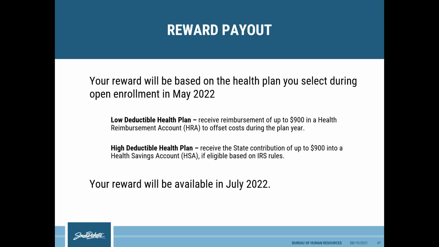Those dollars, as Catherine mentioned earlier, can be used to offset any healthcare costs you have during the plan year. The high deductible health plan has the option of receiving up to $900 in a health savings account. Again, this is based upon whether you're eligible. There are IRS rules around HSAs, not state of South Dakota rules, but actually IRS rules. So in some cases, you may not be eligible. Your reward will be available in July of 2022. So you can choose now to participate and then earn your reward at that time.